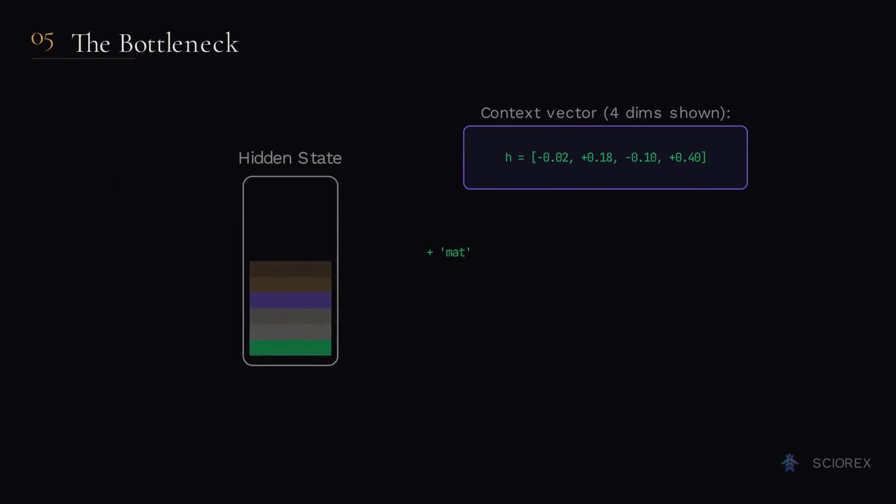And there is a second problem, parallelism. Because each step depends on the previous hidden state, you cannot process multiple tokens at the same time. Step 5 needs the output of step 4, which needs step 3, and so on. On modern GPUs designed for massive parallel computation, this sequential dependency is a training speed bottleneck.